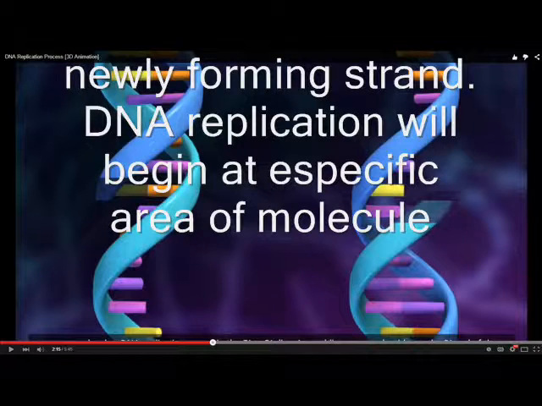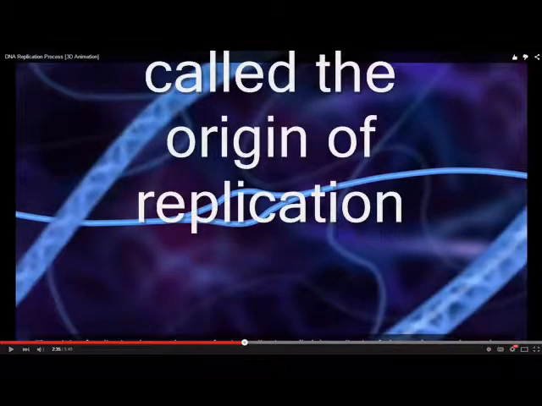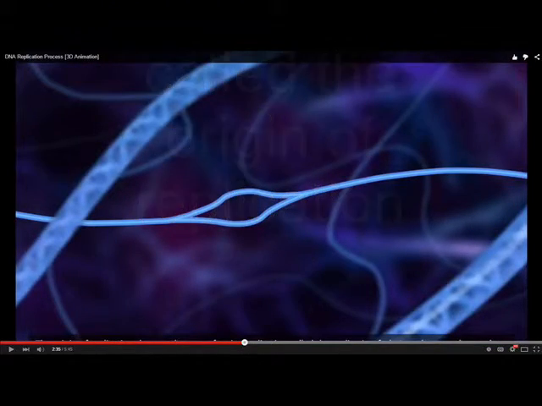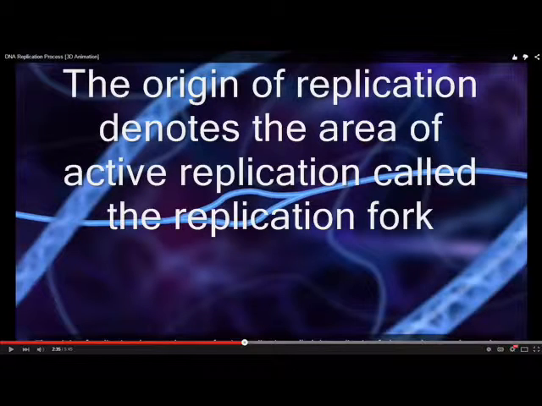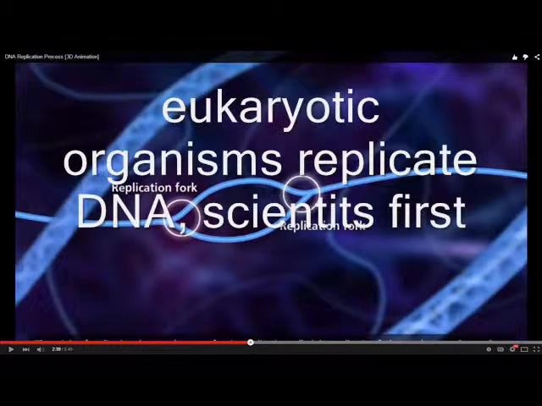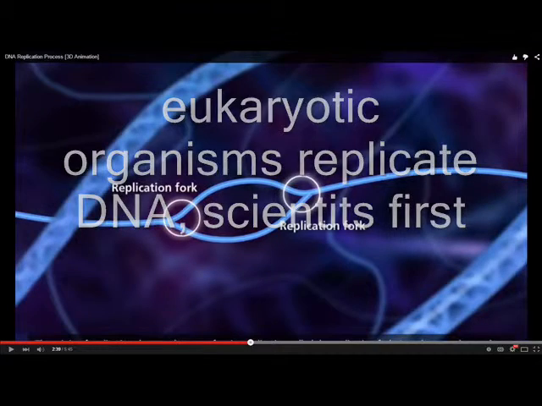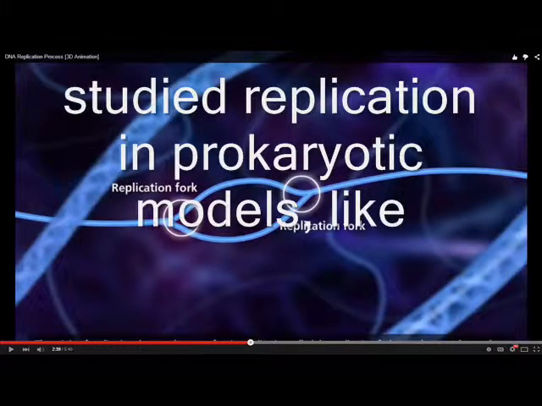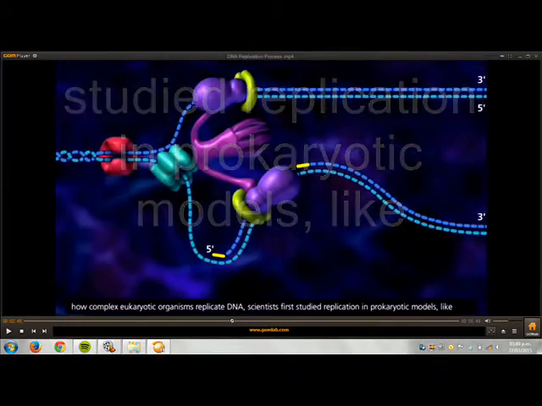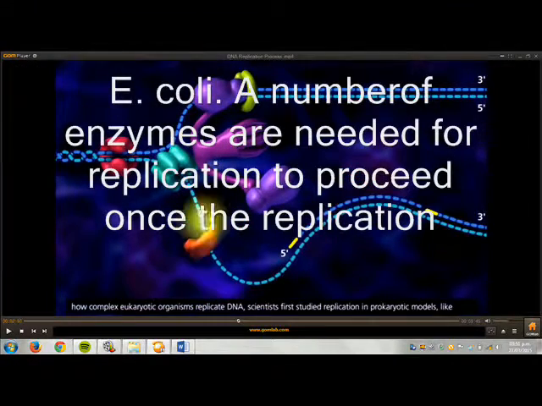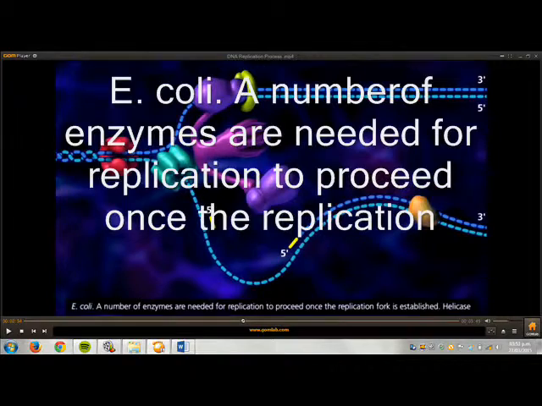DNA replication will begin at a specific area of the molecule called the origin of replication. The origin of replication denotes the area of active replication called the replication fork. In order to understand how eukaryotic organisms replicate DNA, scientists first studied replication in prokaryotic models like E. coli. A number of enzymes are needed for replication to proceed.